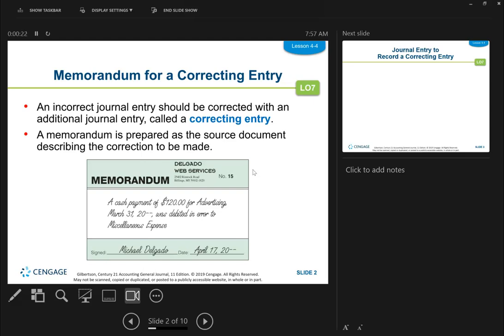If it's a journal, an incorrect journal entry should be corrected with an additional entry called a correcting entry. In this case, a memorandum is prepared as the source document describing the correction to be made. If we look at that memo, it says a cash payment of $120 for advertising was debited in error to a miscellaneous expense. So we just put it in the wrong account, basically.